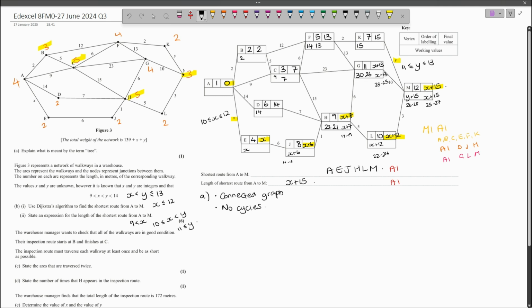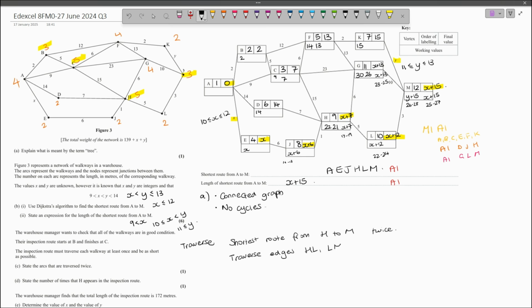So we just need the shortest route from H to M. And we need to traverse that shortest route twice. And the shortest route from H to M is actually on our shortest route from A to M. So we know it goes H, then L, then M. So we need to traverse the edges HL and LM twice. This is actually only an independent accuracy mark.